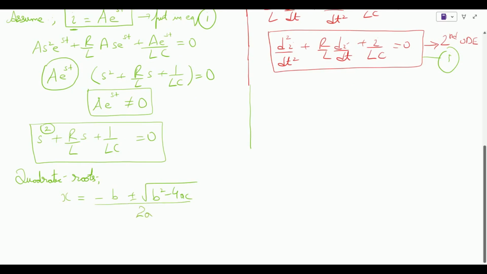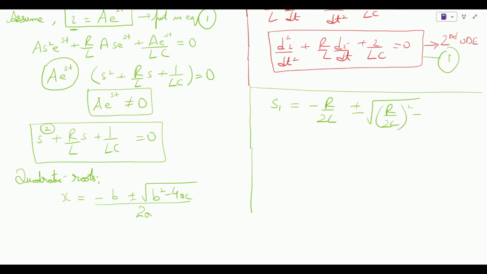the quadratic roots are given by the famous quadratic formula, x equals minus b plus minus under root b square minus 4ac, divided by 2a. Thus we get the two roots, s1 equals minus R by 2L plus minus under root of (R divided by 2L) whole square minus 1 by LC, and the second root comes out to be similar. So these are s1 and s2, and these are the two roots that can be used to find the unknown current for a series RLC network.